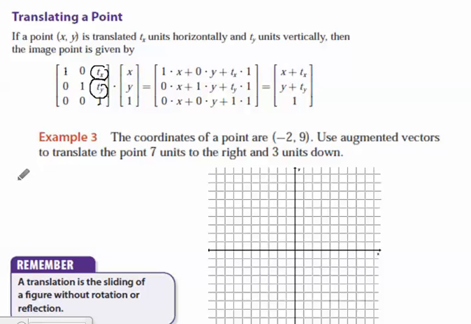Let me look at this one here. My translation is going to be 1 0 0, 0 1 0, and I'm going to translate the point 7 units to the right, so that's going to be 7, and 3 units down, -3, and a 1. And I'm going to be multiplying that by my x, y point, which is at -2, 9.